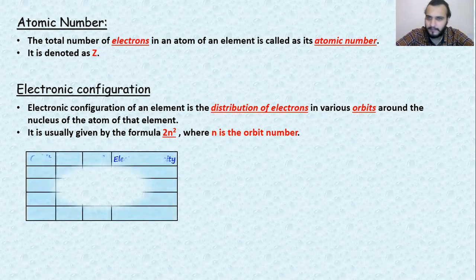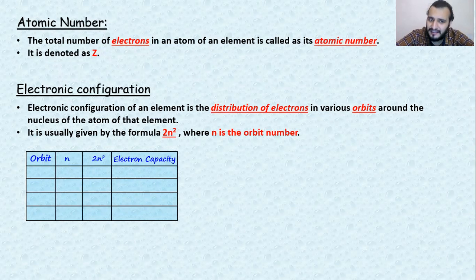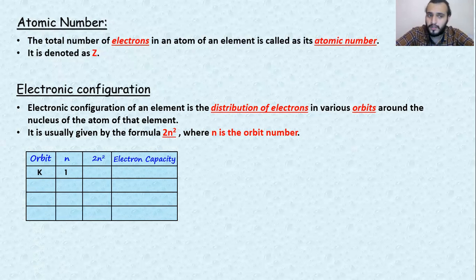For example, here we have a simple table where four columns are there. In the first column, we write the name of the orbit. Second, n. Third, the formula 2n square. So we substitute the value of n and get the final answer, that is the electron capacity of that particular shell. Let's do it. For orbit K, that is the first shell, also called K shell or K orbit, n is equal to 1.